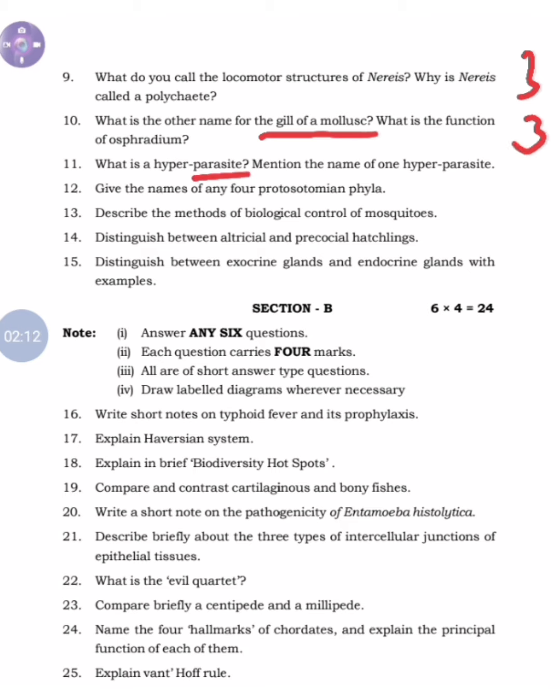And hyperparasite, that is from chapter 6. And names of any 4 protostomian phyla, that is from chapter 1. And biological control of mosquitoes, chapter 6. And altricial and precocial hatchlings, this is of chapter 4, birds. And exocrine and endocrine glands, this is of chapter 2.